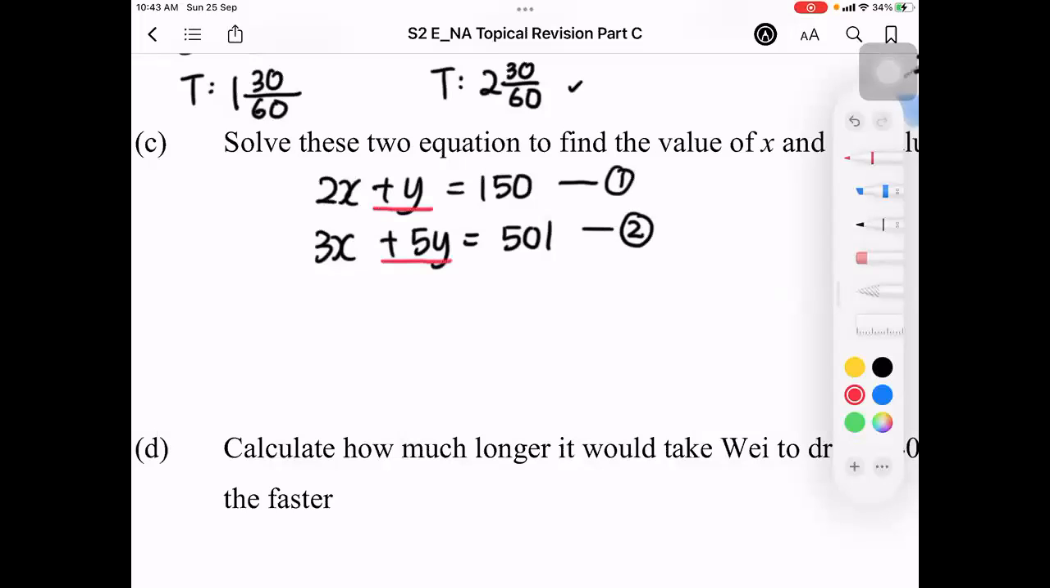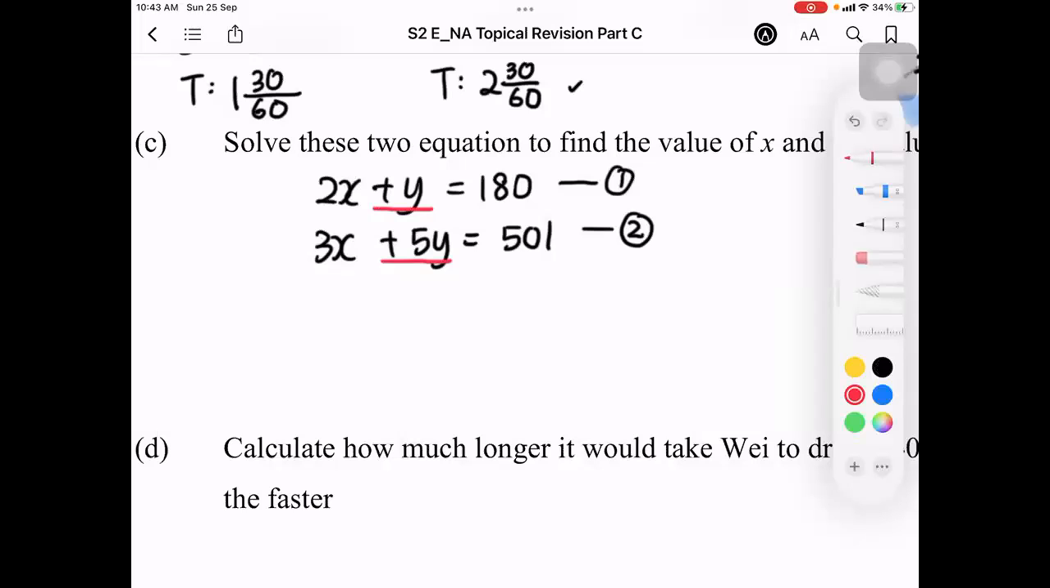Teacher, why did you get 2x plus y equals 150? Oh, is it 180 or 150? I copied wrong. 180. Okay, thank you very much. Luckily you told me. If not, I solve already, they're all wrong. Okay, 180. So in this case, what do I need to do?